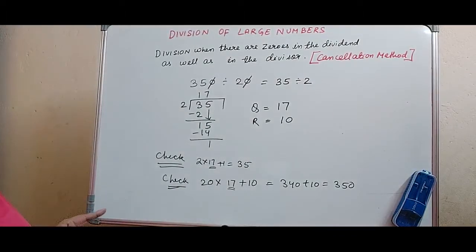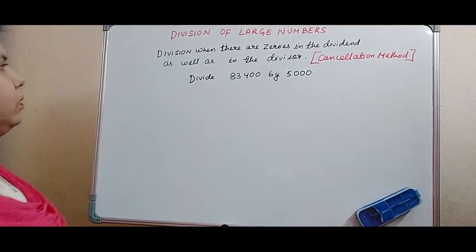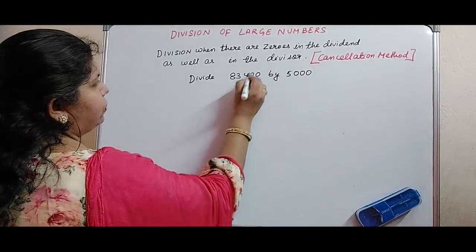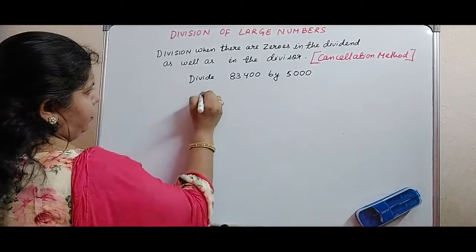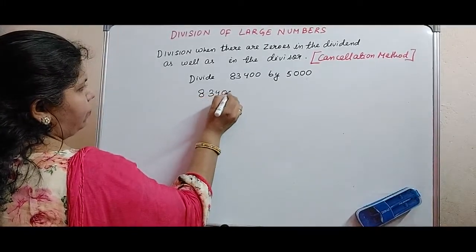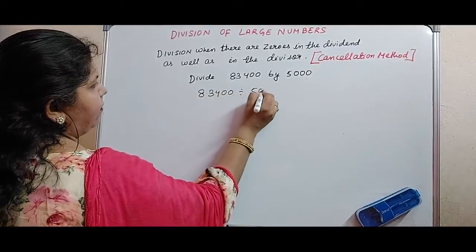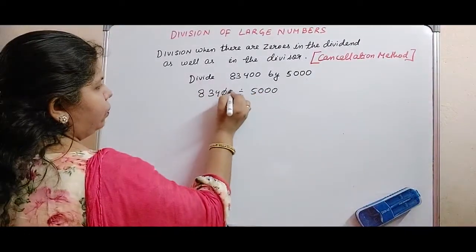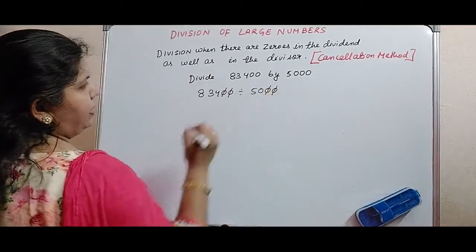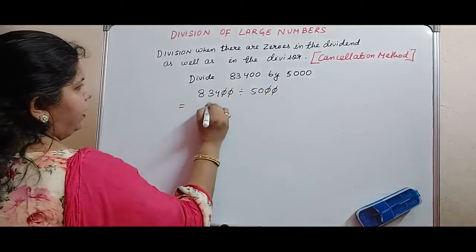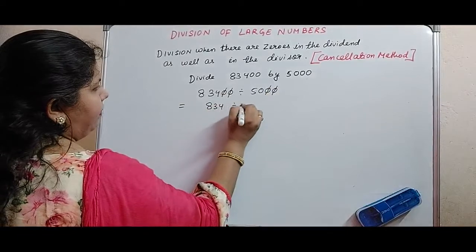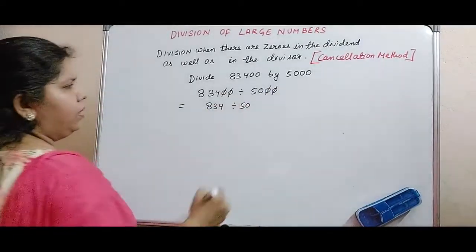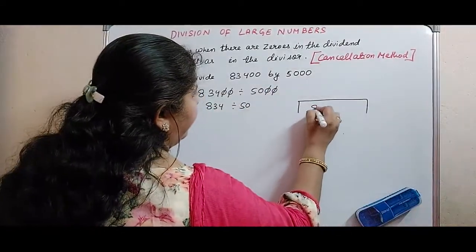Now let me take one more example to prove this. We are taking the number 83,400 divided by 5,000. So 83,400 divided by 5,000 means we will cancel out the common zeros. You can see here 2 zeros and here also the last 2 zeros you can cancel out. So this will give us 834 divided by 50.